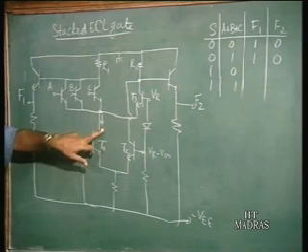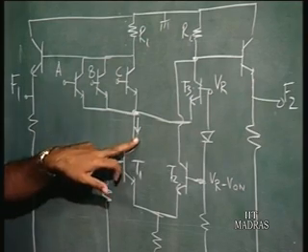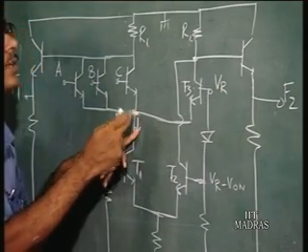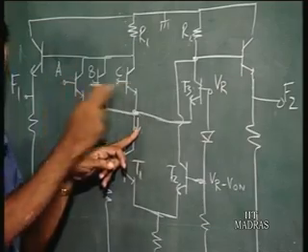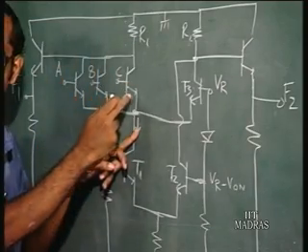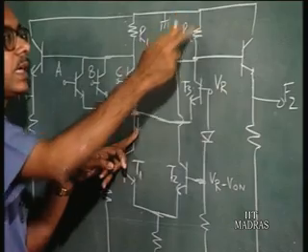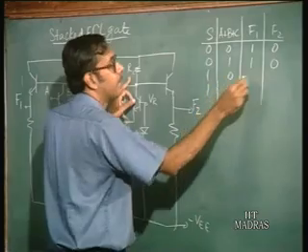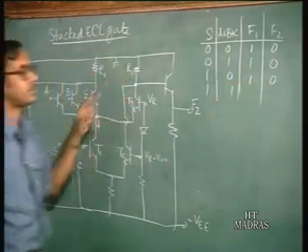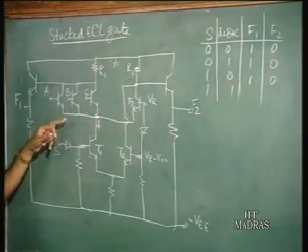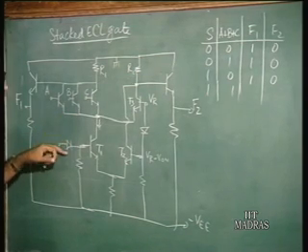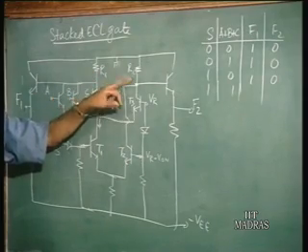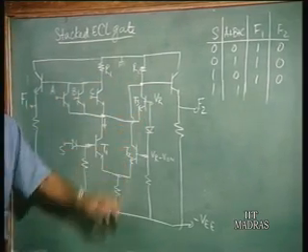Now, if S is high, that means this left hand branch of the lower part of the stack is conducting, and T2 is off. In this condition, if A or B or C is 0, that means none of these transistors are on, so T3 is conducting, and current flows through R2. So F2 is low and F1 is high. And if S is high as well as A or B or C is high, current flows through R1, no current through R2. So F1 is low, F2 is high.